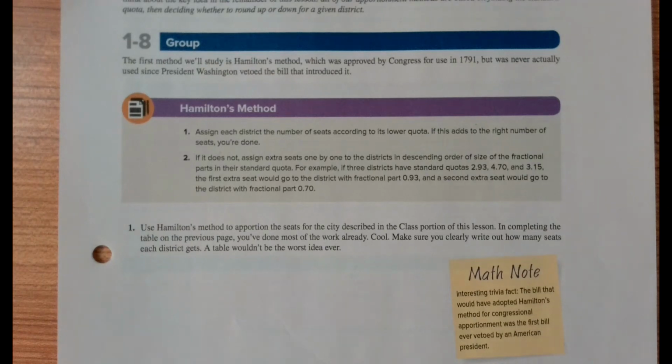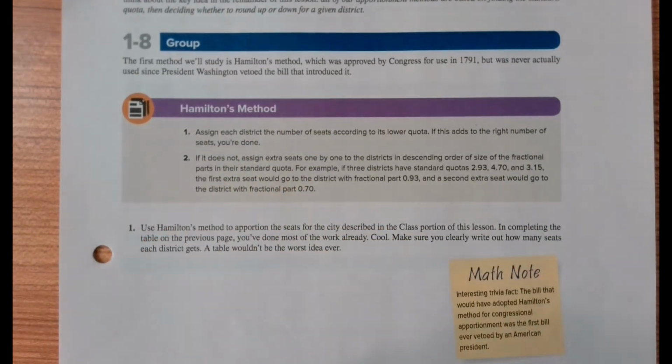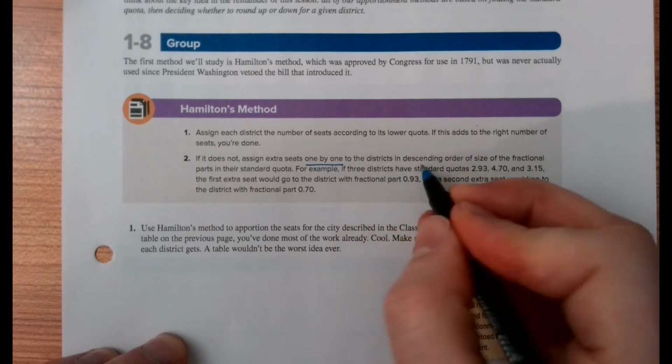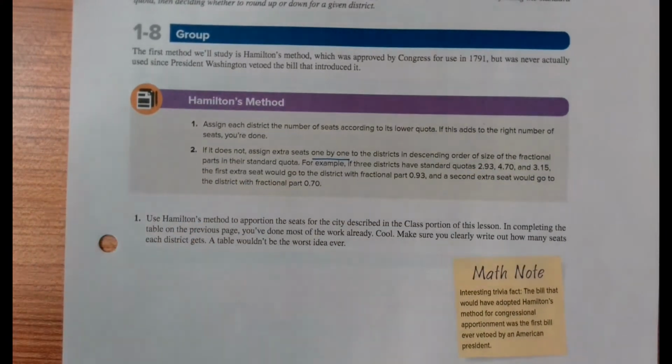Here comes the first of our strategies for apportionment, and it's Hamilton's method. So Hamilton said, let's just first assign each district the number of seats according to their lower quota. If it ends up being the correct number of seats, so we've given out all of the ones we have to give out, great, we're done. If not, then we assign the extra seats one by one to the districts in descending order of size of the fractional parts. I'm going to show you what that means in a second here.